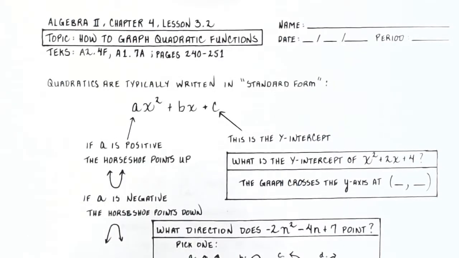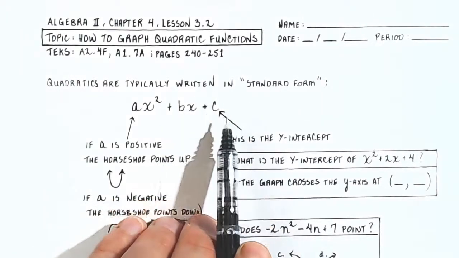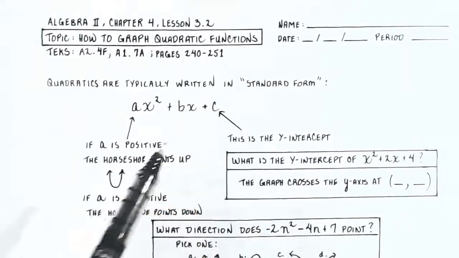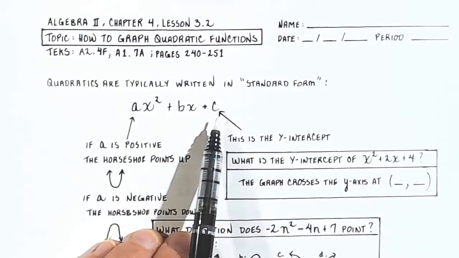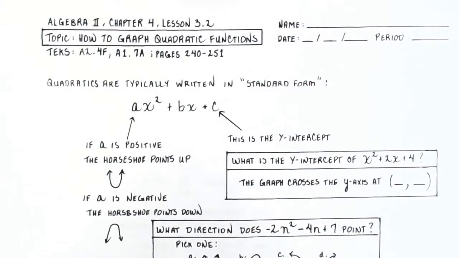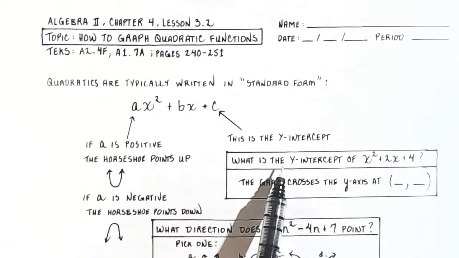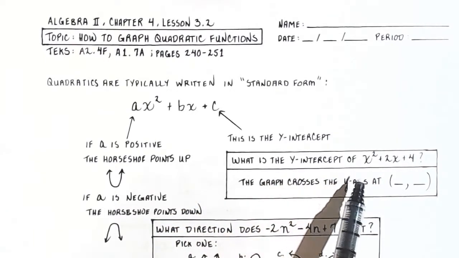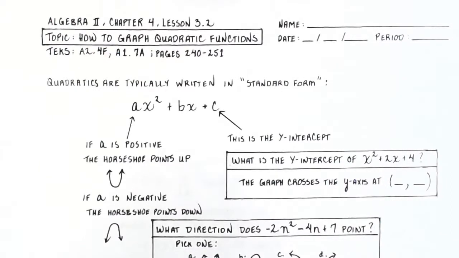It would be positive. The other important part is whatever number is sitting out here at the end. This is called the constant term. And in a quadratic standard form, this constant term is the y-intercept. So right away, I've got something for you to think about and do. What is the y-intercept of x squared plus 2x plus 4? And I want you to think about the y-intercept in terms of a coordinate pair.